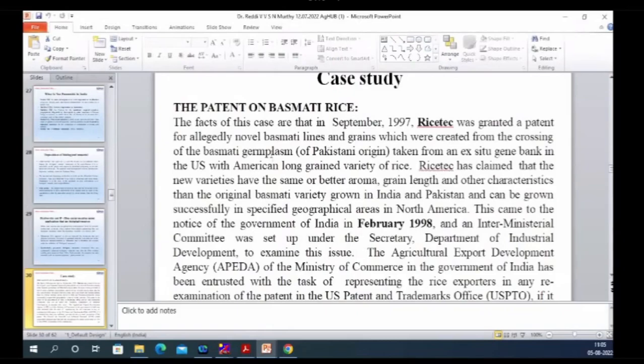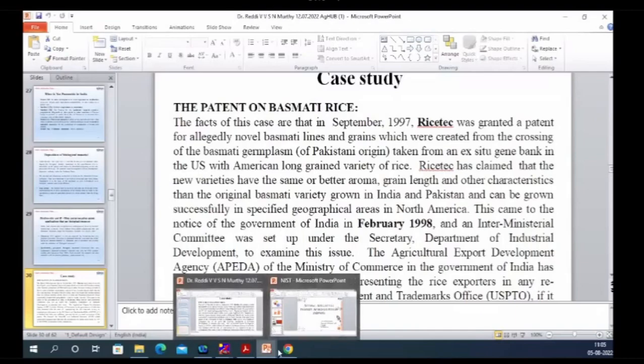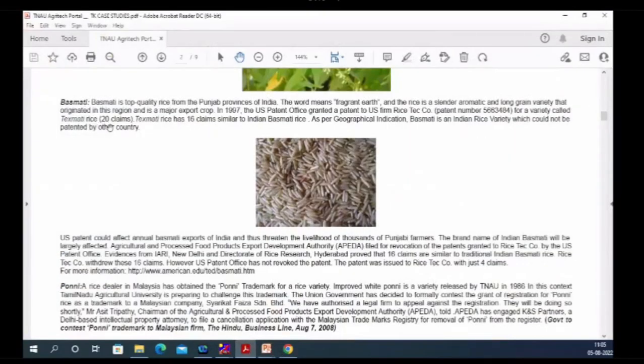They have grains created from the crossing of Basmati germplasm, taken from an ex situ gene bank in the US, and an American long grain variety of rice. So they have crossed and made a hybrid known as Texmati rice. That patent application has 20 claims, and 16 claims are similar to the Indian basmati rice. As per the geographical indication, basmati is an Indian rice variety which could not be patented by any other country.